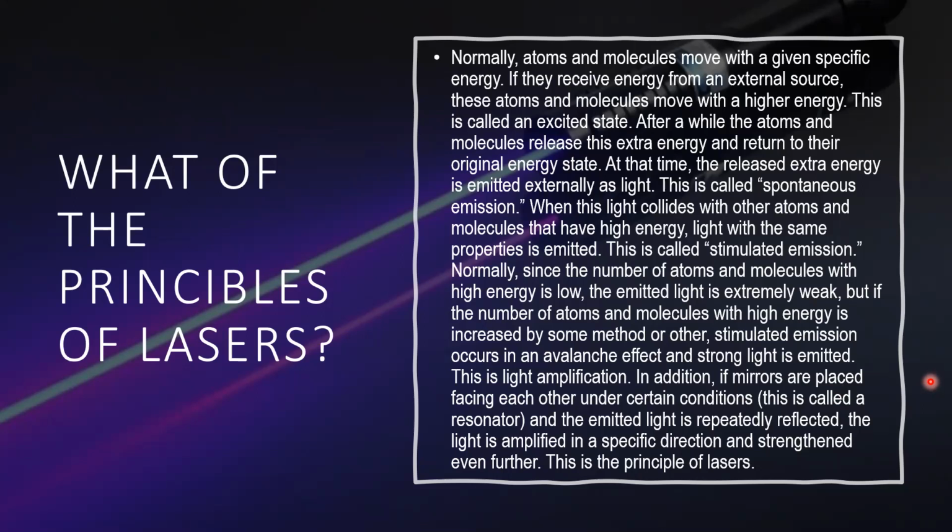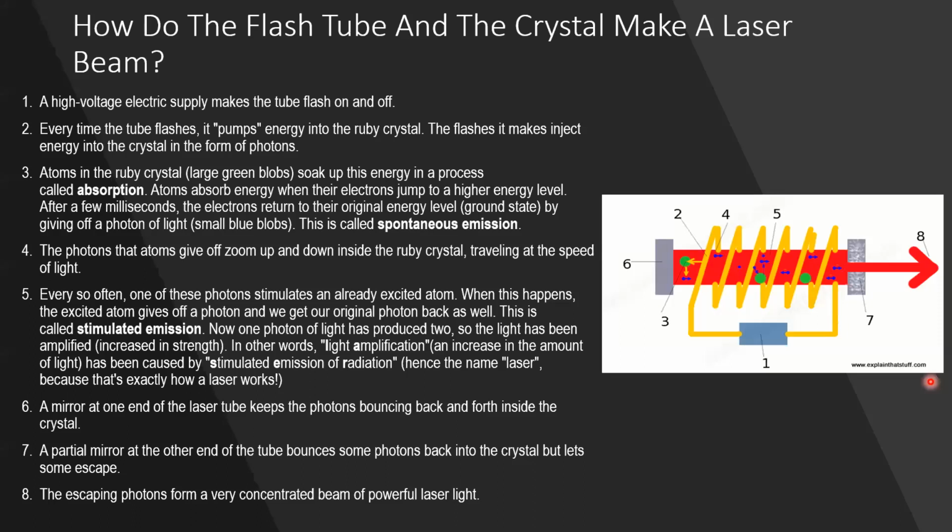This is light amplification. In addition, if mirrors are placed facing each other under certain conditions and the emitted light is repeatedly reflected, the light is amplified in a specific direction and strengthened even further. This is the principle of laser. In this section, the working principle of laser is explained in more detail.